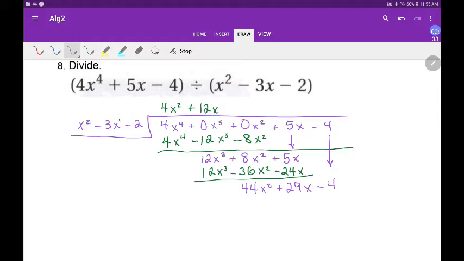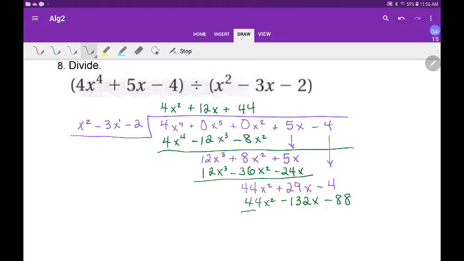Okay, so finally, how do I make this x squared into this 44x squared? Well, I don't need any more x's this time, so it's just going to be a 44. I'm going to say plus 44. 44 times x squared, that's 44x squared. And 44 times negative 3x, that's a negative, 3 times 40 is 120, plus 12 is 132, right? 132x. And then I'm going to say 44 times negative 2, that's negative 88.